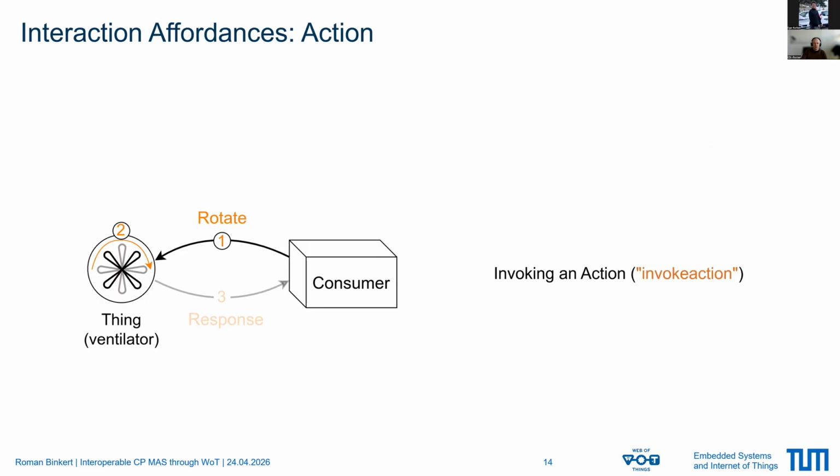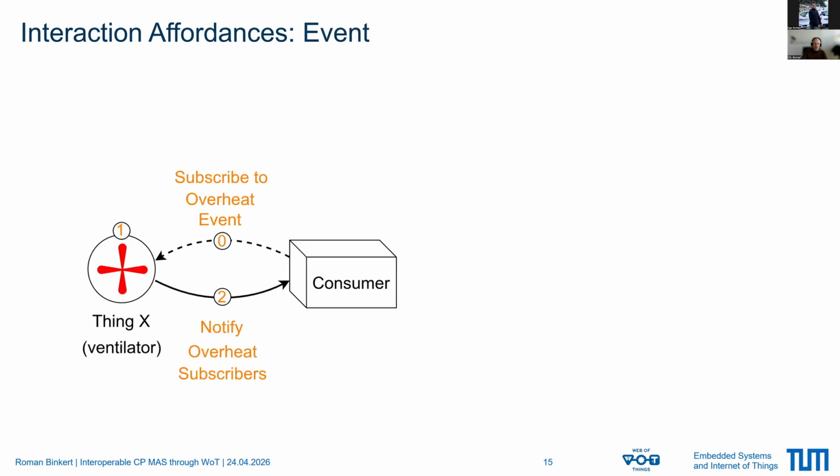And finally, we have the interaction. The last interaction for this class is the event. This is something more asynchronous. First we subscribe to the event, then nothing happens. And if then on the thing itself something happens, then we get notified. For example, if the thing itself is overheating.